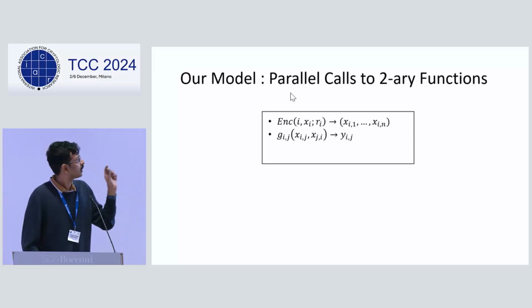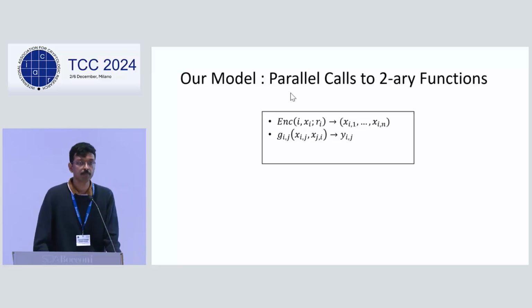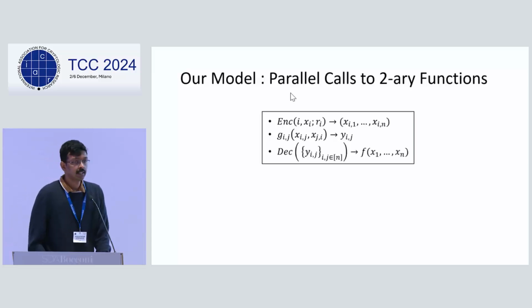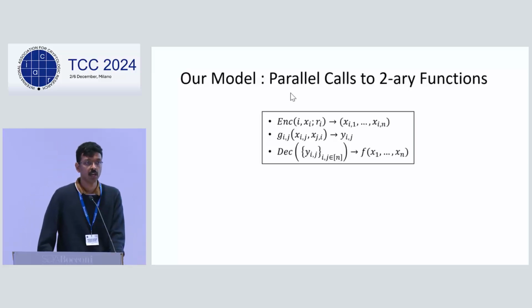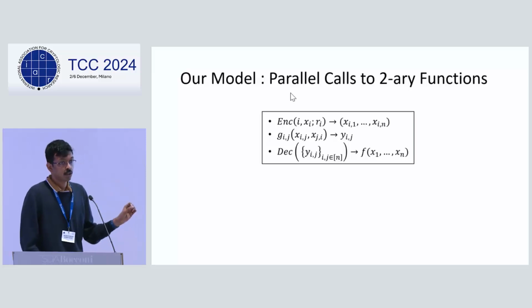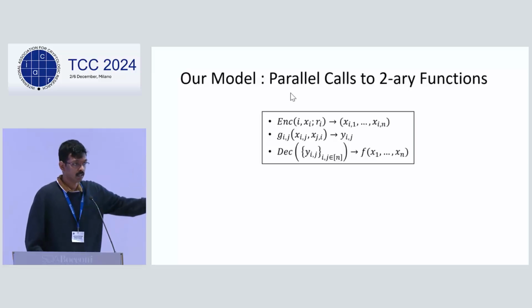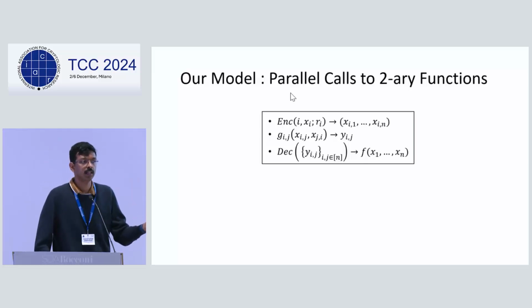So this function just takes inputs from two of the parties, and let's denote the output of this function as yij. And then there is a decoder which takes in all the yij's and outputs the function computed on the original inputs of the parties. So two important points to note is that the calls to all the gij's happen in parallel, so there's no delay, and each one of these gij's take input only from two of the parties. So that's why it's called parallel calls to two array functions.